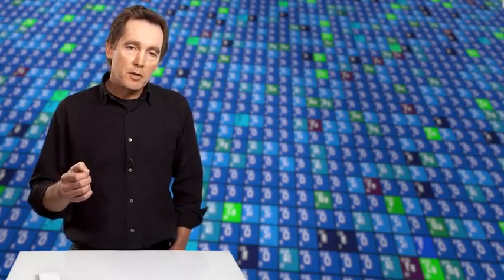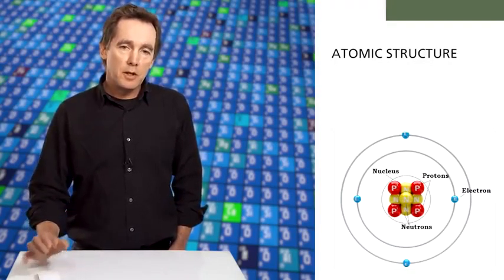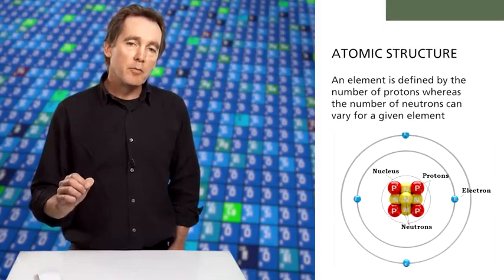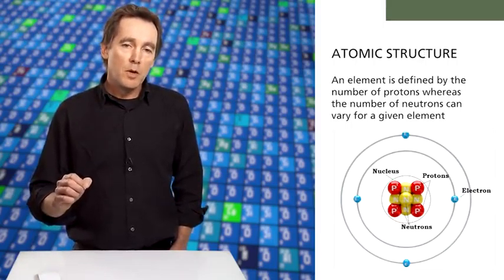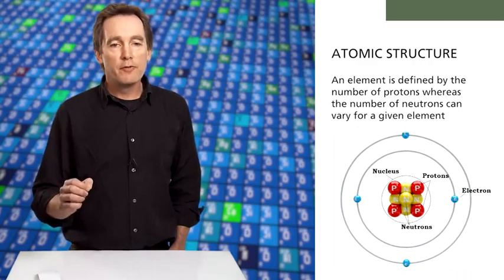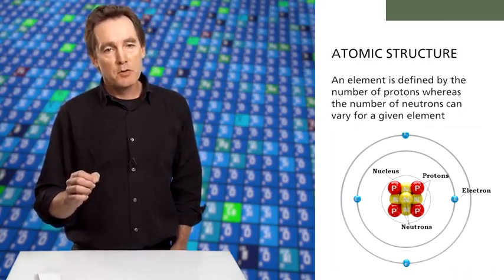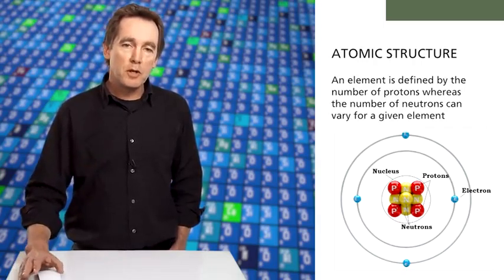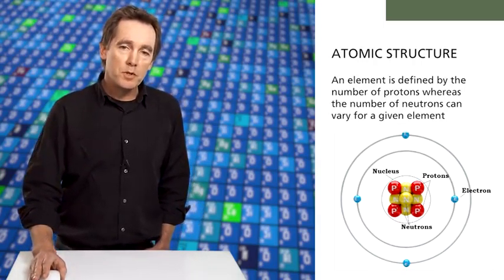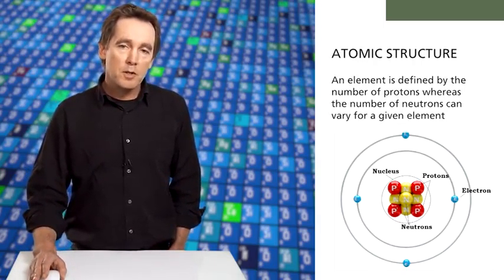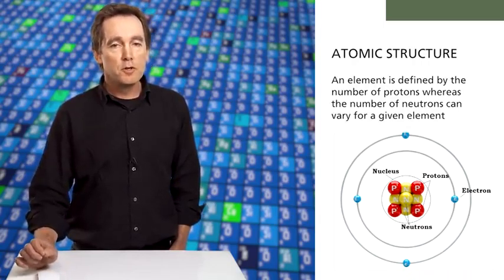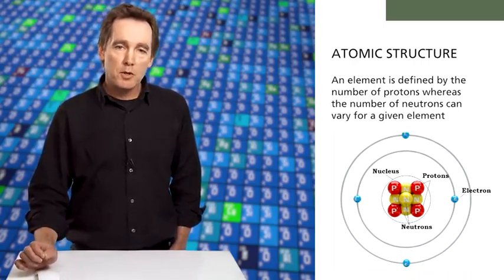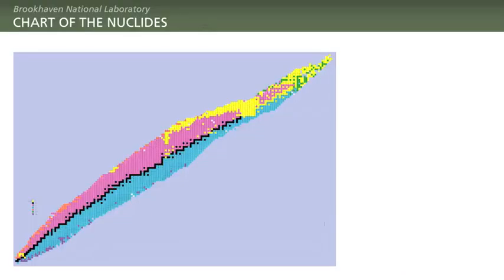The other important thing to know about the atomic structure is that an element is defined by the number of protons, whereas the number of neutrons can vary for a given element, and this gives us different isotopes of a set element. So in this example you see here, we have beryllium, which comprises four protons, and it has five neutrons. The neutron number can vary, but the protons for beryllium is set.